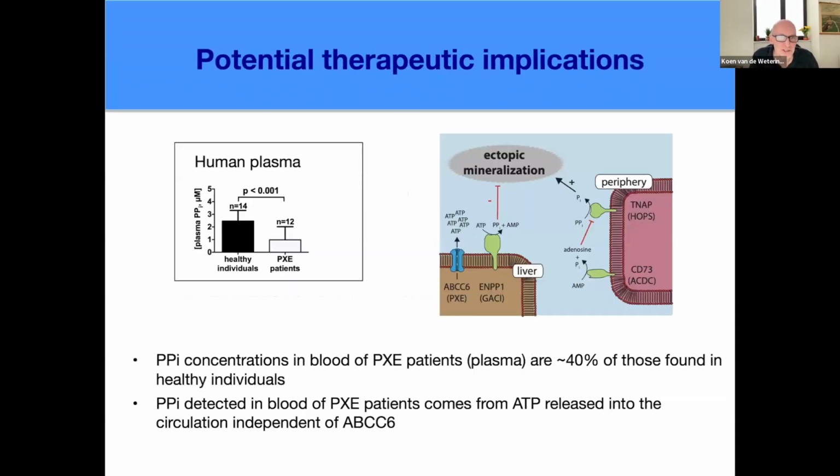But let me first start with our work on trying to identify proteins that do something similar as ABCC6. And why did we think this is a good way to try to find new avenues to treat this disease? Well, PXE patients, they still have some pyrophosphate in their blood. It's not completely absent. And I won't go into detail, but also this amount of pyrophosphate comes from ATP that is released by cells into the blood.